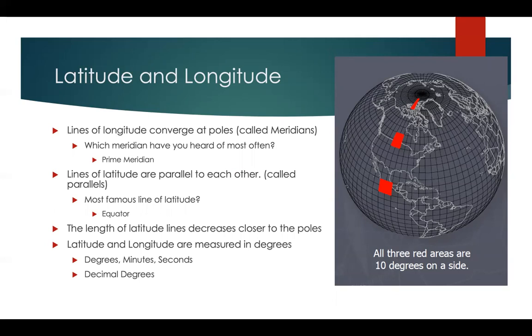Lines of latitude are parallel to each other. These are called parallels. They don't converge, unlike meridians. The most famous line of latitude? Well, that's your equator. The length of latitude lines decreases closer to the poles. And latitude and longitude are measured in degrees. We can either show that through degrees, minutes, and seconds, or decimal degrees.